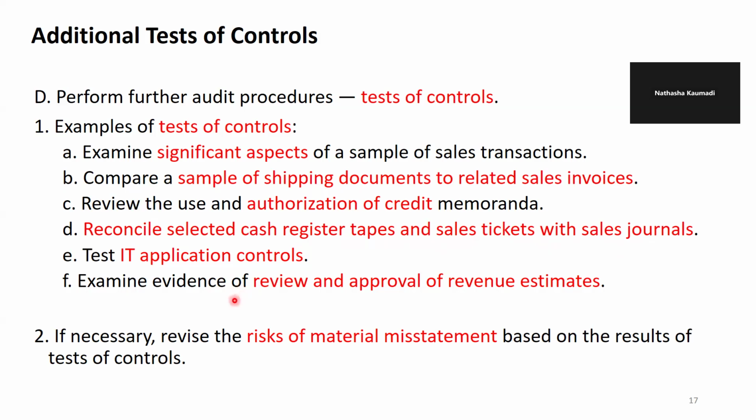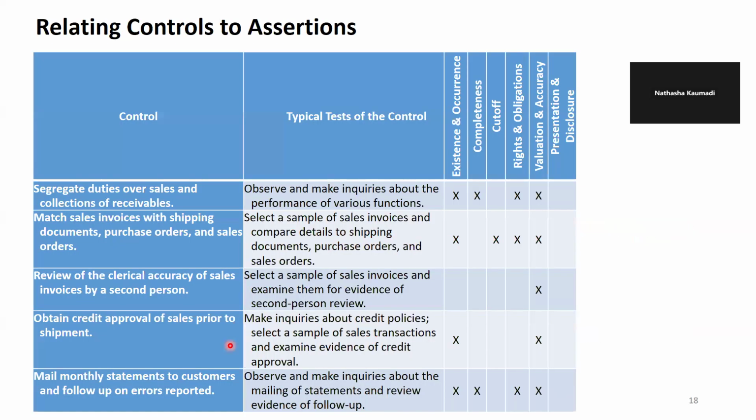Likewise, examine evidence of review and approval of revenue estimates. If the company has made estimates, whether the approvals have been given for those estimates, whether they have actually budgeted correctly. If necessary, revise the risk of material misstatement based on the results of the test of controls. Now, after testing the controls, if you feel there are so many errors, so many frauds, so many issues in this revenue caption, sometimes you will have to revise the risk of material misstatement and do more audit procedures, right?